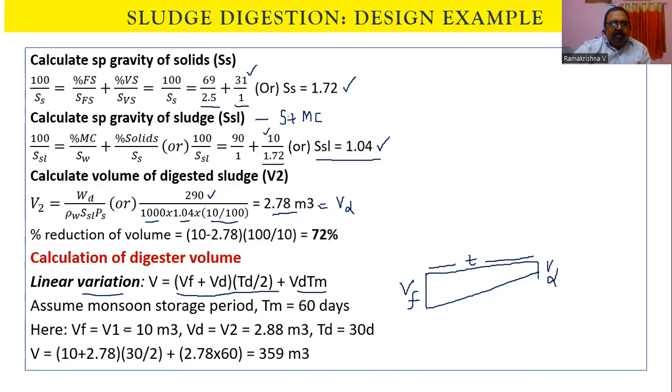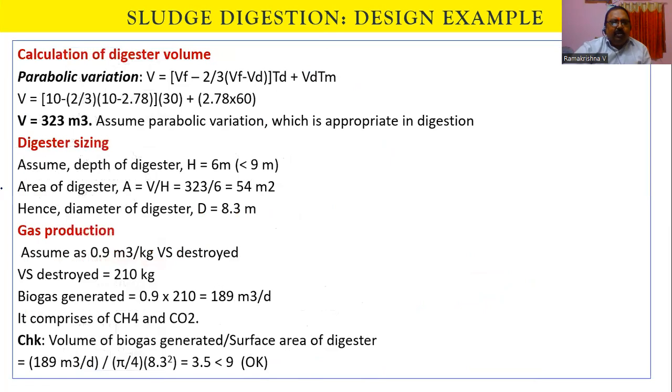So here we are assuming now Vf is nothing but V1, which is 10 meter cube, and digested sludge is nothing but V2, 2.88. The digestion period we are assuming it as 30 days, and the monsoon storage we are assuming it as a 2 months period, 60 days. Substituting all these values, we are obtaining here as 359 meter cube using linear variation methodology. So now the second model, what is the second model here? We are having a parabolic variation.